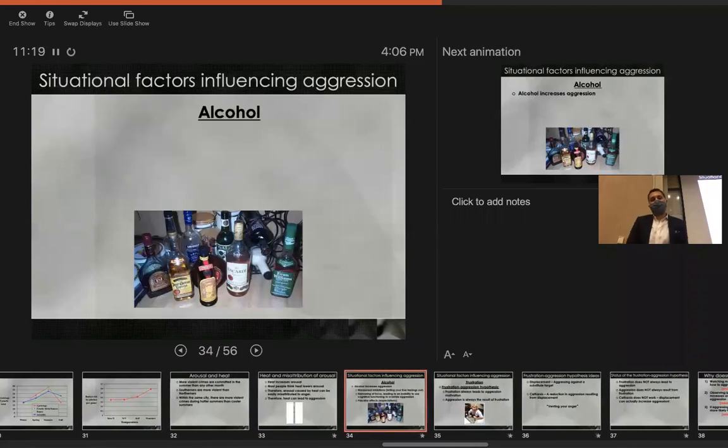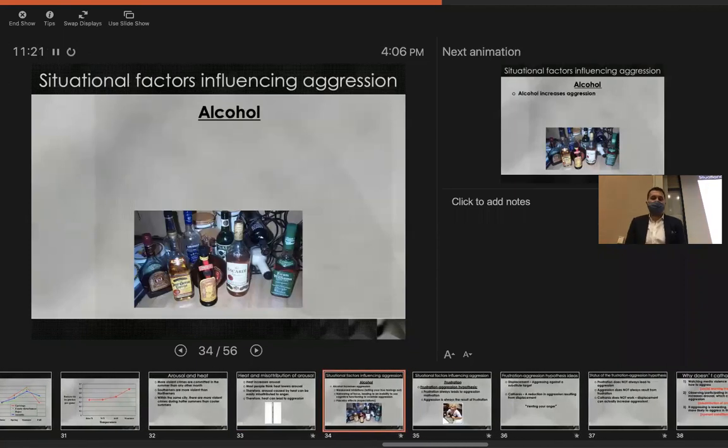Another situational factor that can increase aggression is alcohol. In other words, there's an association between aggression and having drank alcohol. People who drink alcohol tend to be more aggressive than people who don't. And there are a number of reasons why this is the case. And of course, this isn't the case for everybody. Not everybody gets more aggressive with alcohol, but some people do. And there's a few reasons why this is the case.